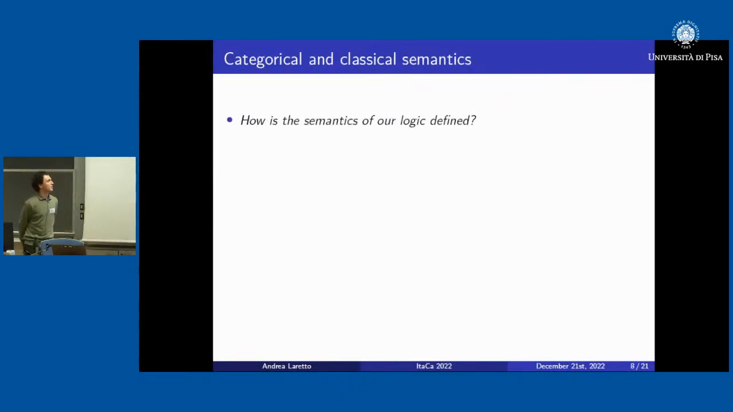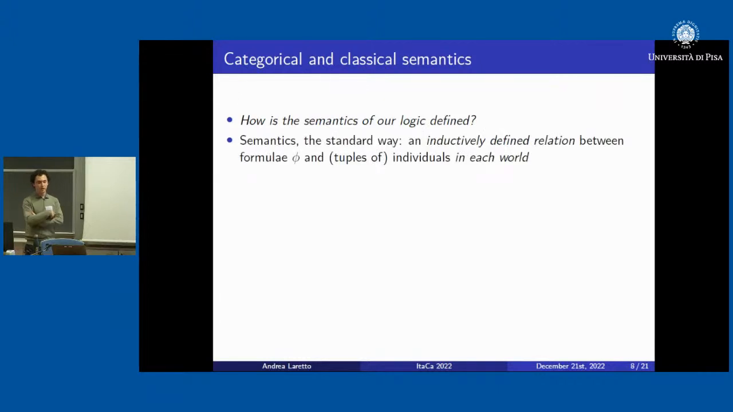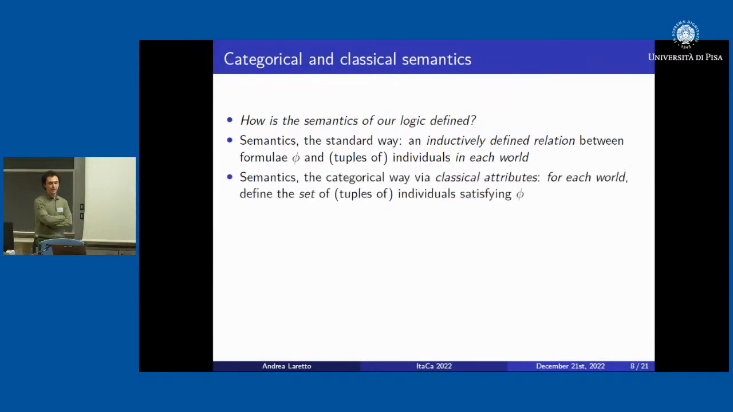Now, how is the semantics of the logic defined? Well, usually in temporal logics, you define a relation inductively between formulas and tuples of individuals for each world. And the categorical way of doing this is essentially via a tool called classical attributes, which is essentially, let's say, a first-order notion of satisfiability. And the idea is that for each world, you define the sets of individuals in each world which satisfy the formula phi. So you identify not all the individuals, but just a subset of them, which actually do satisfy the formula, right? This is the perspective of categorical logic.